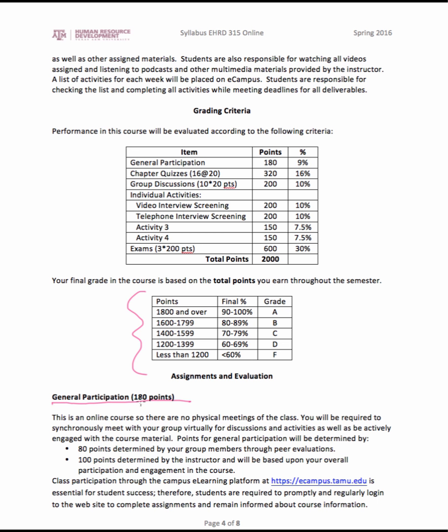And even though it's an online class, we don't meet physically as a class. You're required to meet synchronously with your group for virtual discussions and activities. And I also expect you to be engaged with the course materials. So of this, 80 points will be determined by your group through a peer evaluation at the end of the semester, and 100 points will be determined by myself based upon your participation and engagement. As I said before, everything in the course will be on eCampus. That's where you need to go for all the information.